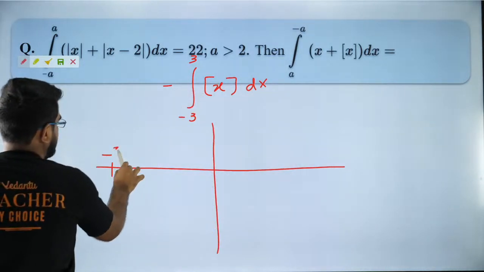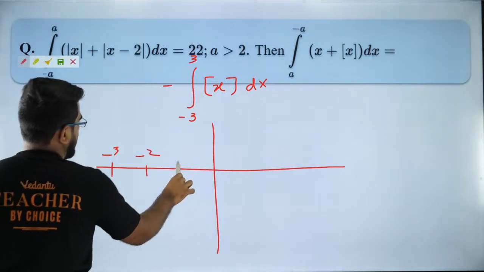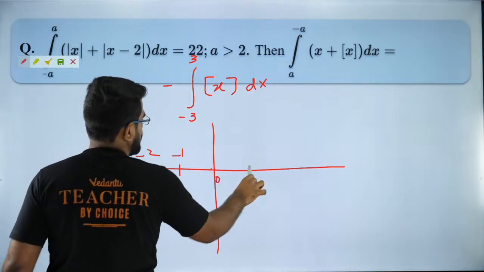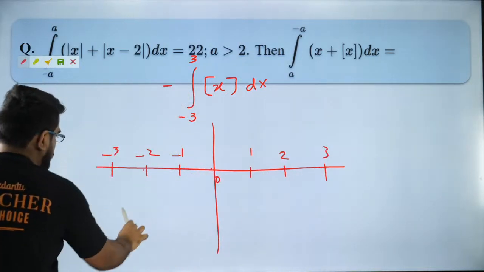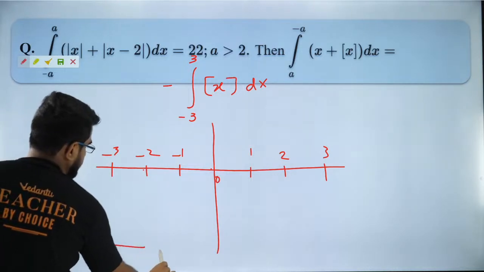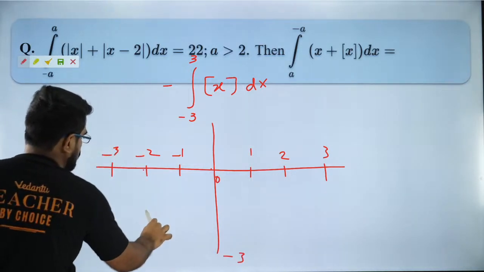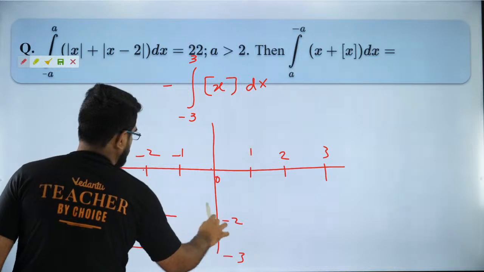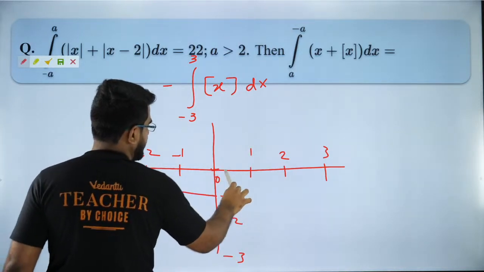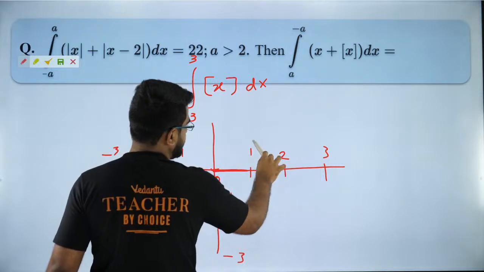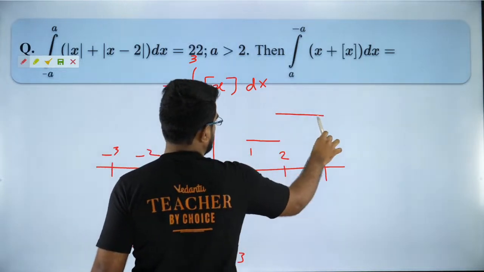So you have minus 3, minus 2, minus 1, 0, 1, 2, 3. Now from minus 3 to minus 2, the GIF is minus 3. From minus 2 to minus 1, the GIF value is minus 2. From minus 1 to 0, the GIF value is minus 1. From 0 to 1, it is 0. From 1 to 2, it is 1. From 2 to 3, it is 2.